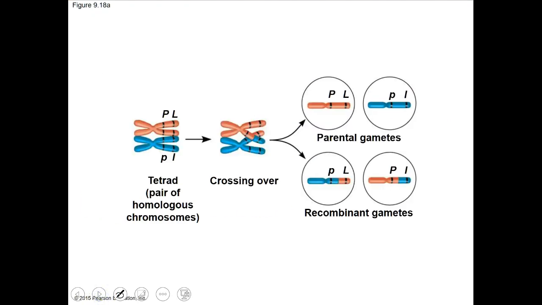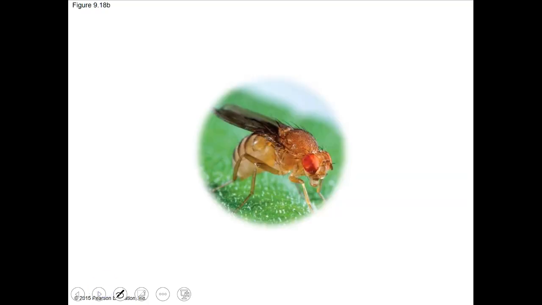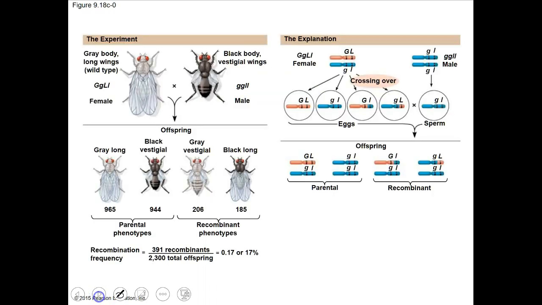All right, so again during crossing over they switch little pieces, and you notice we've got a little recombinant here. So we've switched it up from those parental gametes. We do this in Drosophila a lot. So this is Drosophila melanogaster, which is a lovely little fruit fly. We mess with its poor genetics all the time.